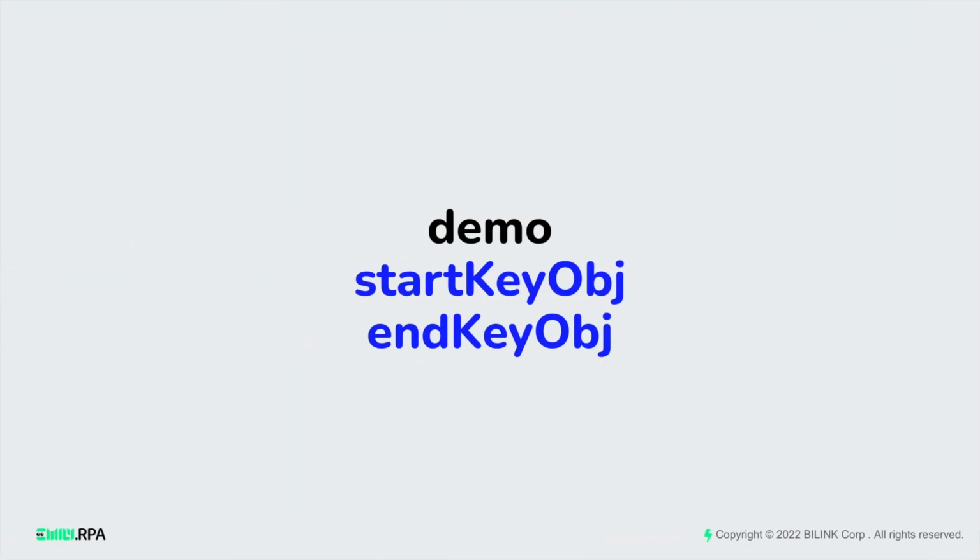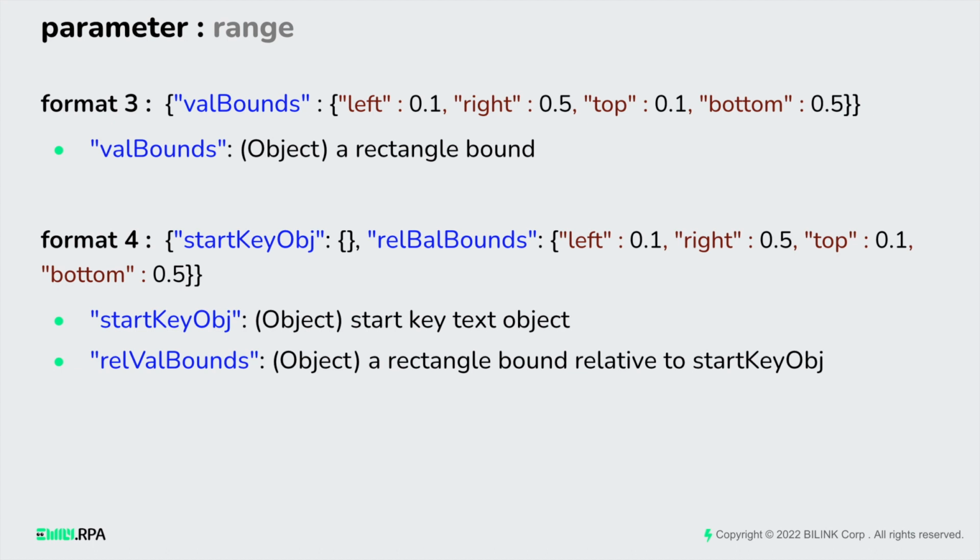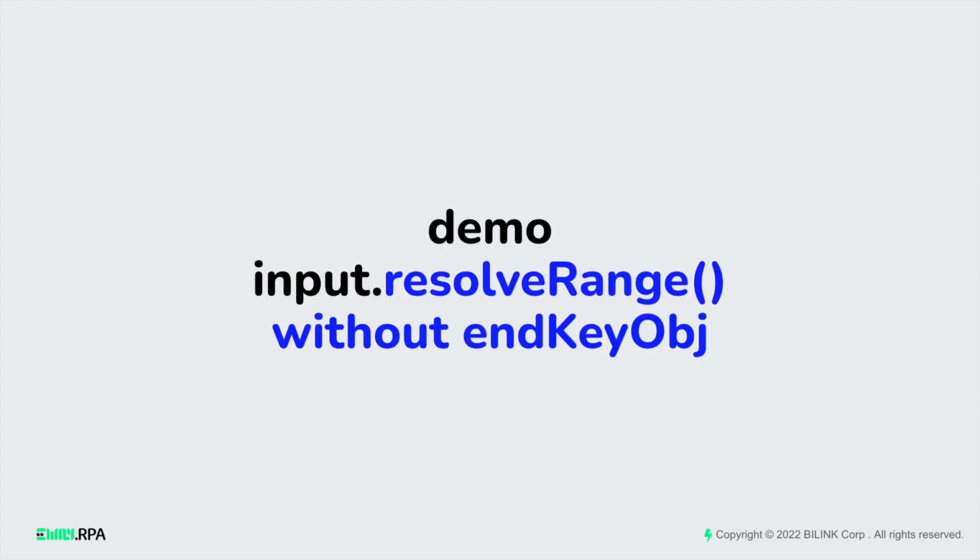In addition to Format 1 and Format 2, input.resolveRange has two other formats. In these two formats, the content is parsed in a different way. For more information, please refer to the related videos. This course is about parsing all text objects between the start and end points. However, if you need to parse all text objects in a specific direction from the start point without a specific end point, you can just remove the endKeyObj parameter. That way, you can parse all text objects in a specific direction from the start point.